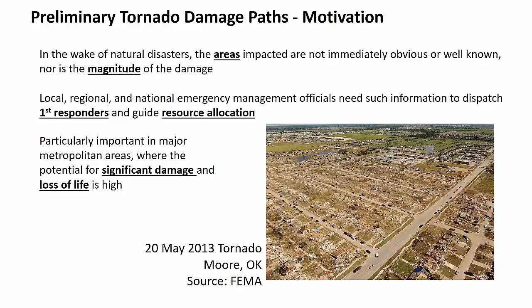Meanwhile, the emergency management community is tasked with the first response, and thereafter with resource allocation. When you have an event like the one pictured here, from 2013, it will activate every level of the emergency management community: local, regional, and national. Certainly this type of event is rare. It's kind of a career event and will overwhelm these services pretty quickly. And obviously when it happens in a metropolitan area, the potential for significant damage and loss of life is relatively high.